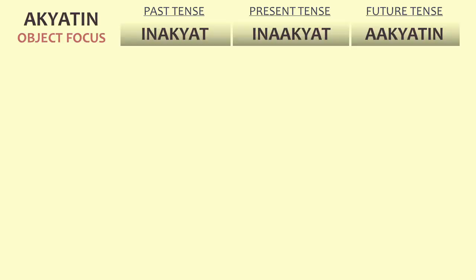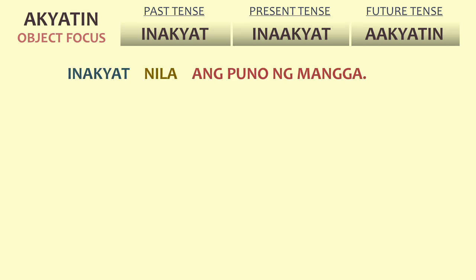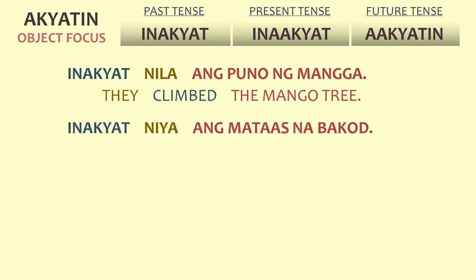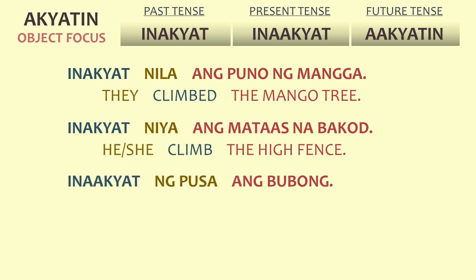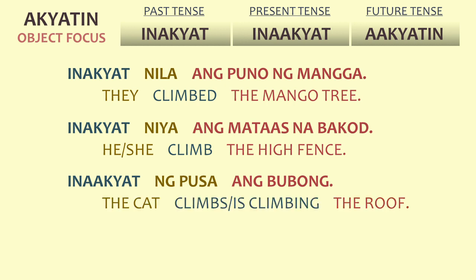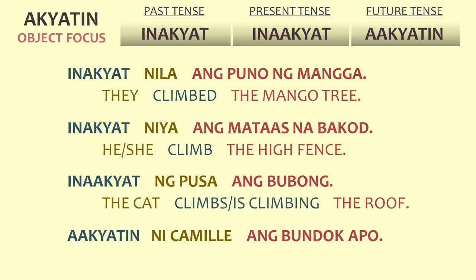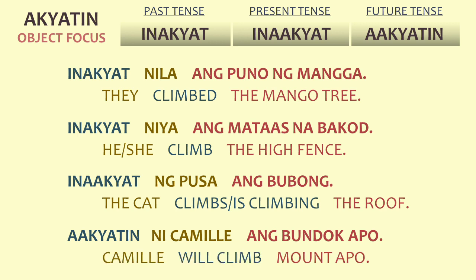Okay, I will give you more examples and then we will look at how we form the sentences. Let us start with akyatin. Inakyat nila ang puno ng mangga. They climbed the mango tree. Inakyat niya ang mataas na bakod. He or she climbed the high fence. Inaakyat ng pusa ang bubong. The cat climbs or is climbing the roof. Aakyatin ni Camille ang bundok Apo. Camille will climb Mount Apo.